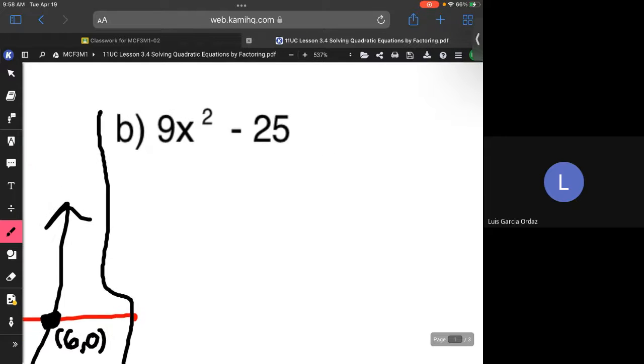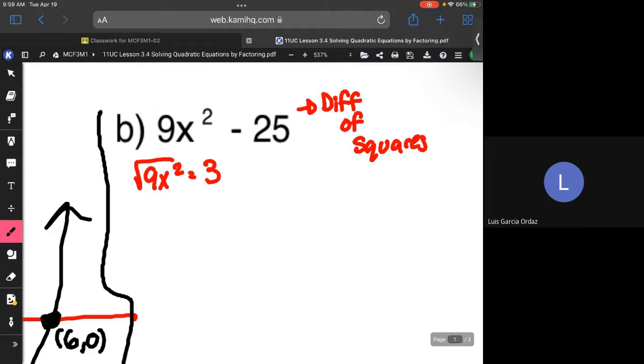Why? How do you know that it's a difference of squares? Because they both have square roots. Like the square root of 25 is 5. So if I take the square root of 9x squared, what is it? What's the square root of 9? What's the square root of x squared? So 9x squared has a square root of 3x. What's the square root of 25?